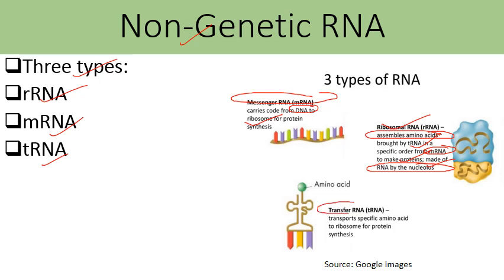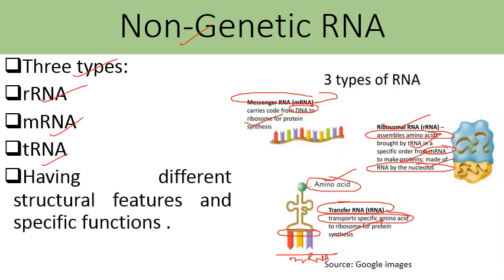Then next comes transfer RNA. It helps in transport of specific amino acid to ribosomes for a particular protein synthesis and carries anticodons, which are complementary to the codons of mRNA. So by reading the codes of mRNA, this tRNA helps in accepting the particular amino acid and helps in formation of polypeptide. So these are the three basic types of non-genetic RNAs, having different structural features and specific functions.